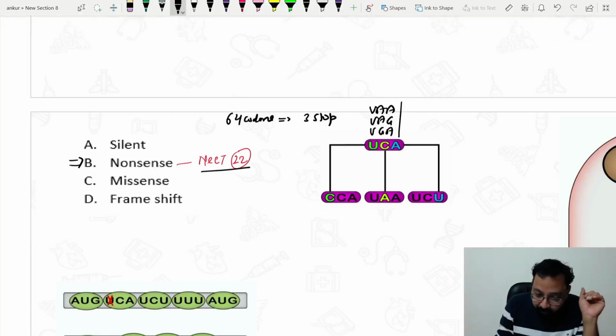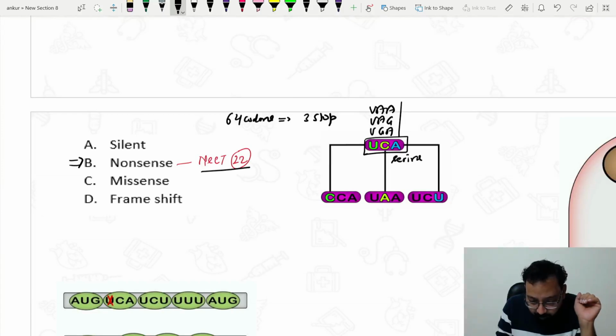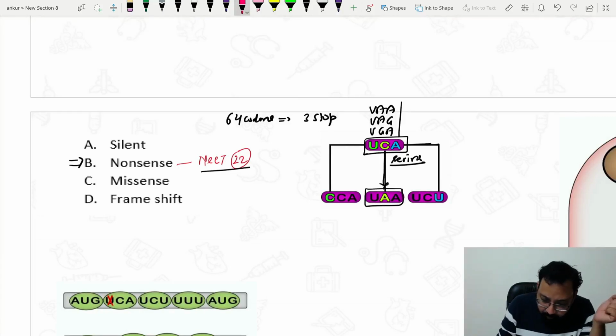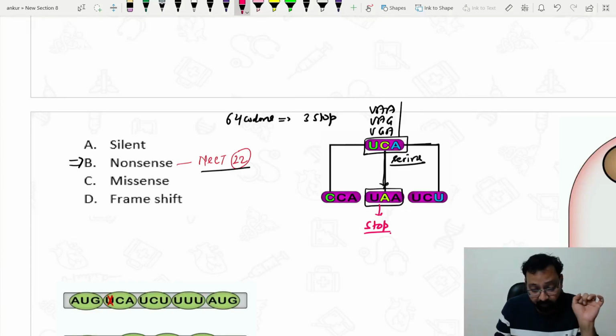Suppose this is UCA, which codes for serine. Even if you don't remember, it's okay, just remember UCA codes for some amino acid. For the time being we know serine. If this UCA is converted to UAA, which is a stop codon, this is a nonsense mutation.